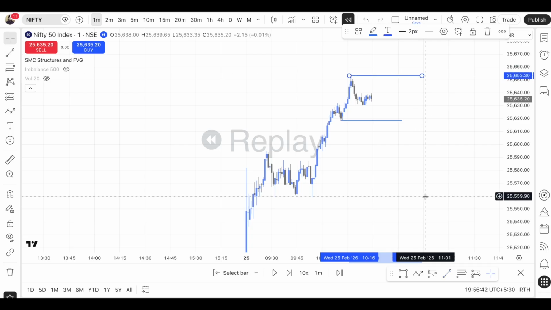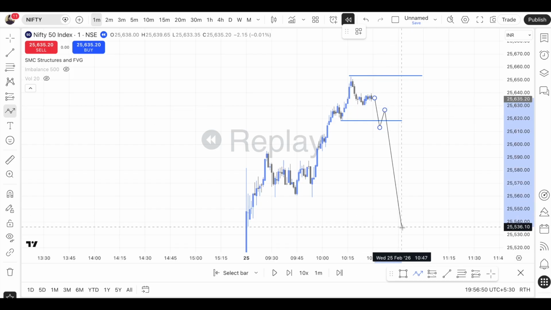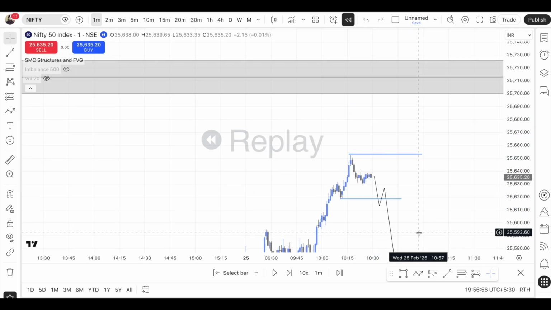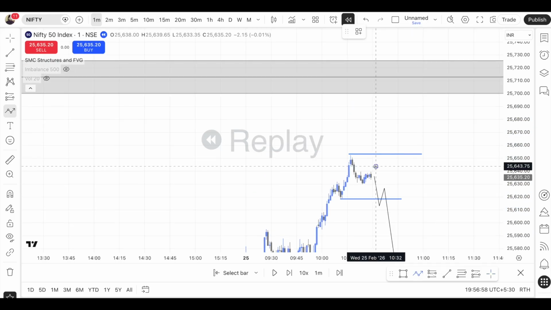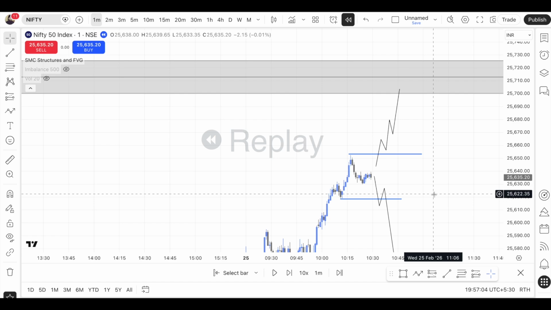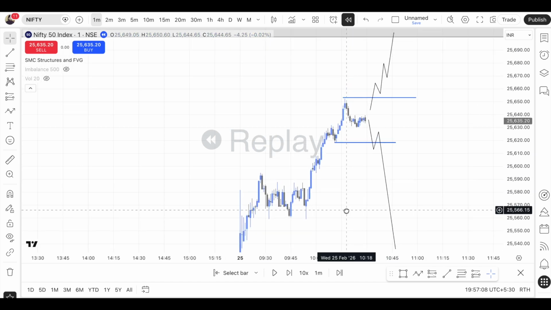So in order for us to plan a rejection, we wanted a closure below this. Then on pullback, we wanted to take the market down. This is how your thought process should be at 10:30. If the market continues to go up, let it go up, because this is not in our plan of execution. We don't have a demand to enter from, because the market opened gap up and is continuously pushing up.